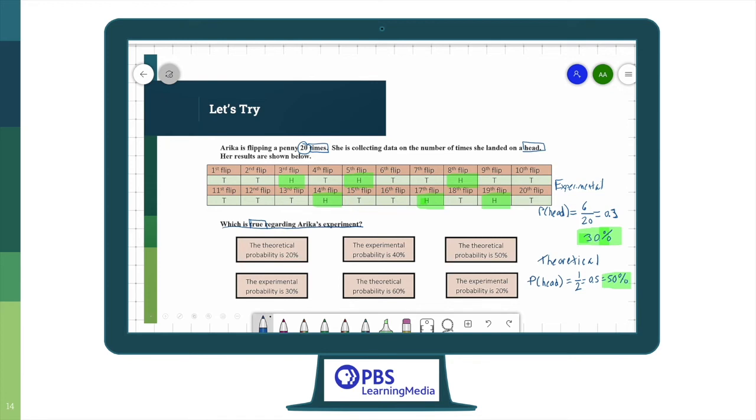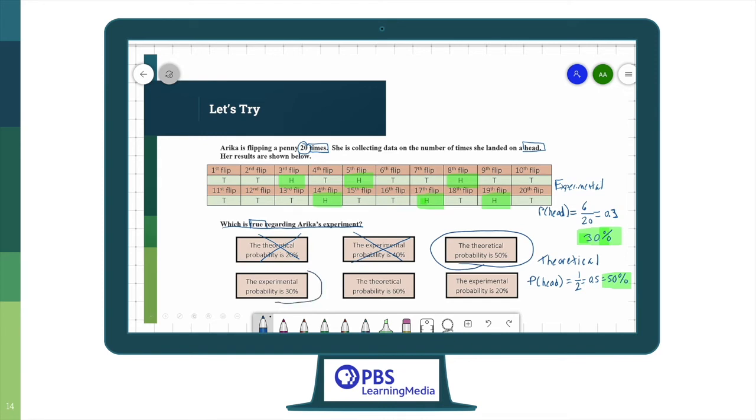Now let's look at our choices to see which ones are applicable to our experiment. First, the theoretical probability is 20%. We know this is not correct because we calculated the theoretical probability as 50%. The experimental probability is 40%. That's not correct either because we calculated it at 30%. The theoretical probability is 50%. Here we go. This is true based on our calculations. The experimental probability is 30%.